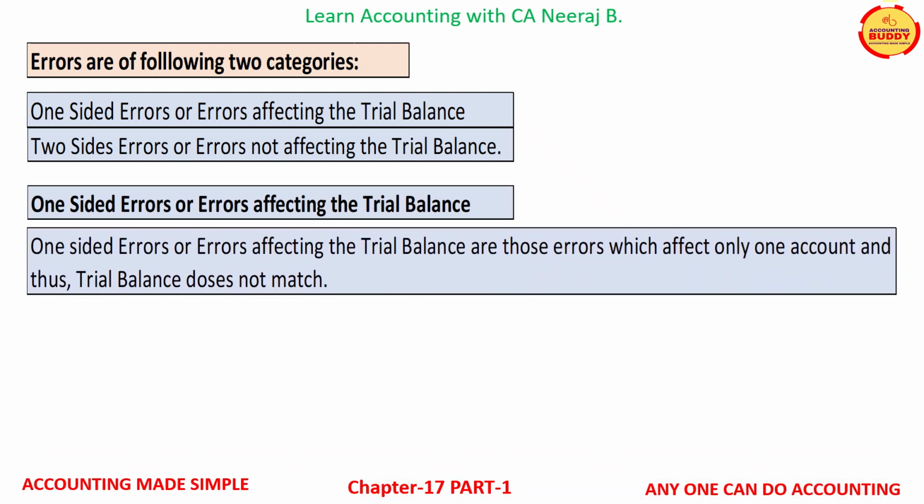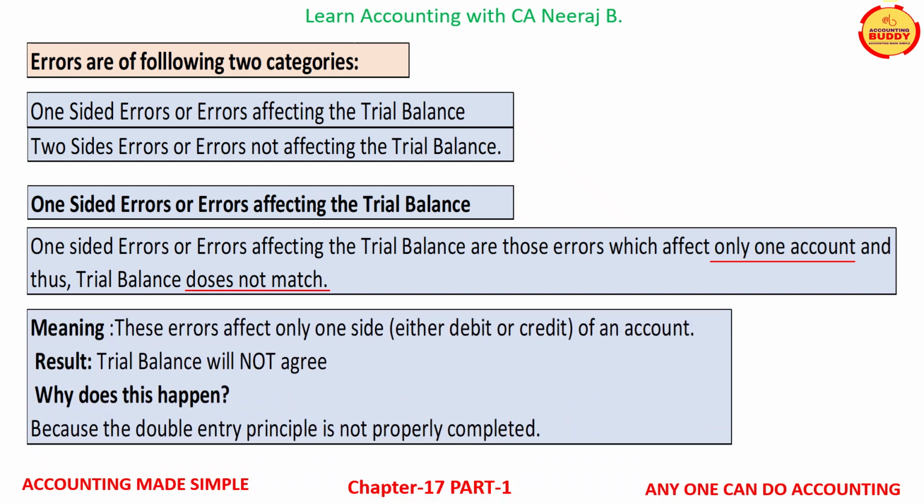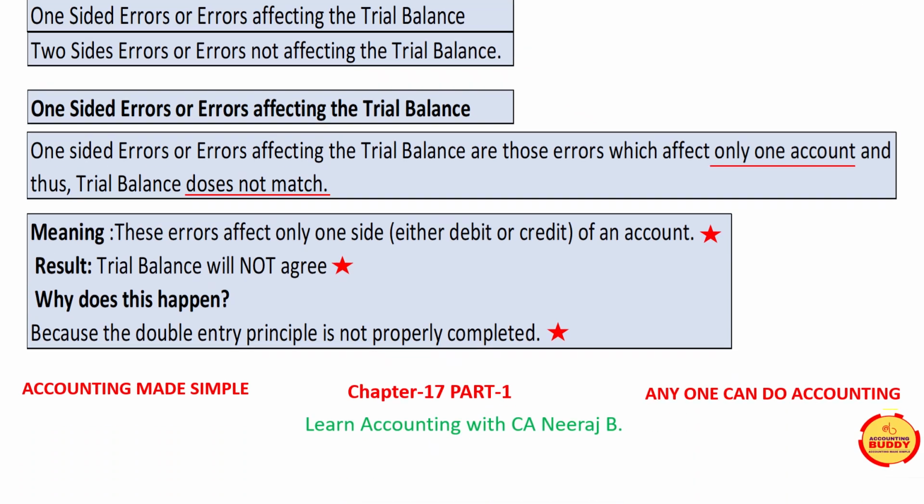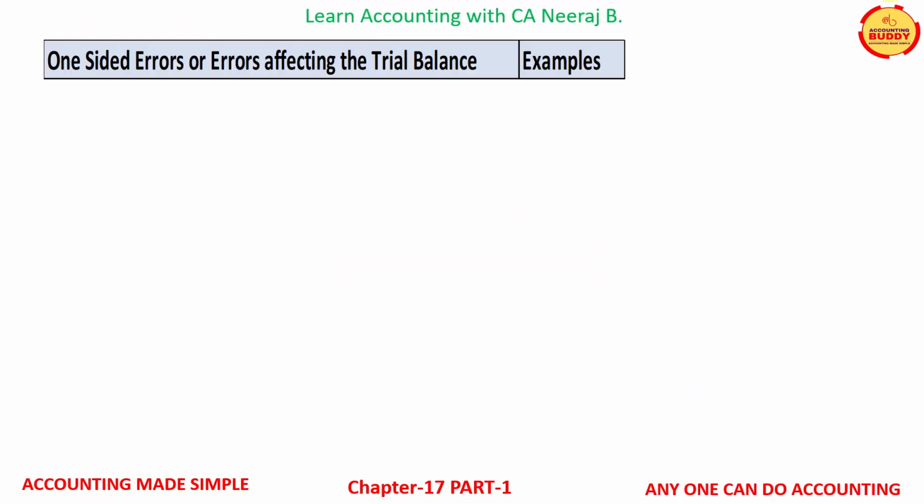One-sided errors or errors affecting the trial balance are those errors which affect only one account and thus the trial balance does not match. It means these errors affect only one side, either the debit or credit side of an account. And as a result, the trial balance will not agree. Such errors happen when double entry principle is not properly followed. Let us further strengthen our understanding of one-sided errors or errors affecting the trial balance with examples.